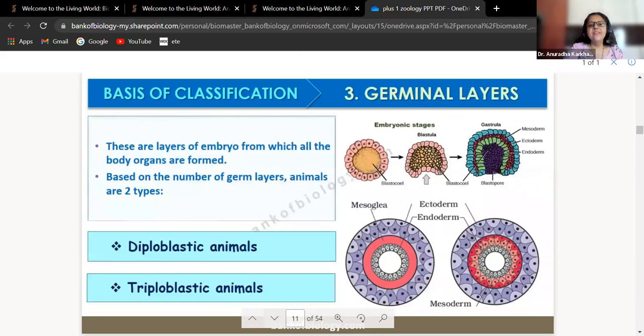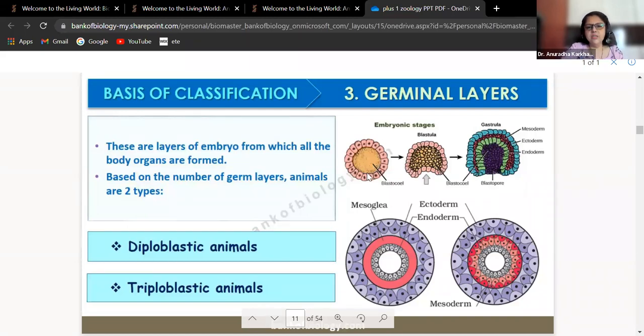Then let's see the third criterion of classification, that's called the germinal layers. So these are the layers of the embryo from which all the body organs are formed. We have seen in detail about the origin of ecto, endo and meso. Based on the germinal layers, animals are of two types, diploblastic and triploblastic. Okay, so you know this.